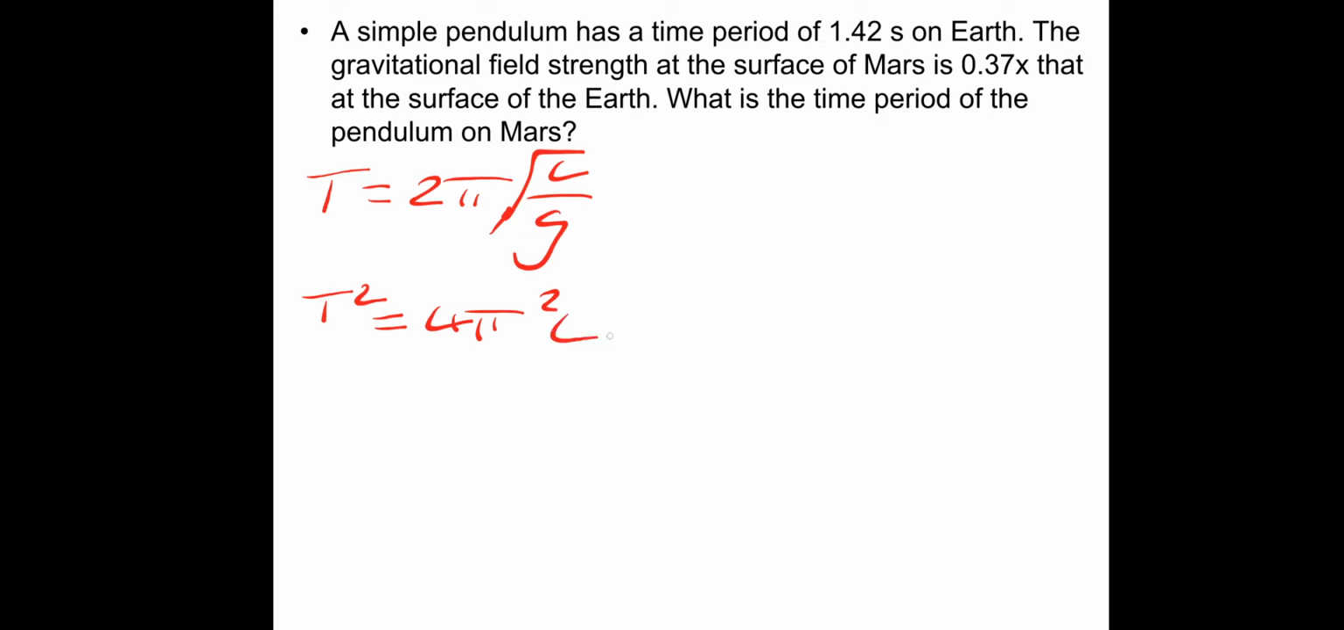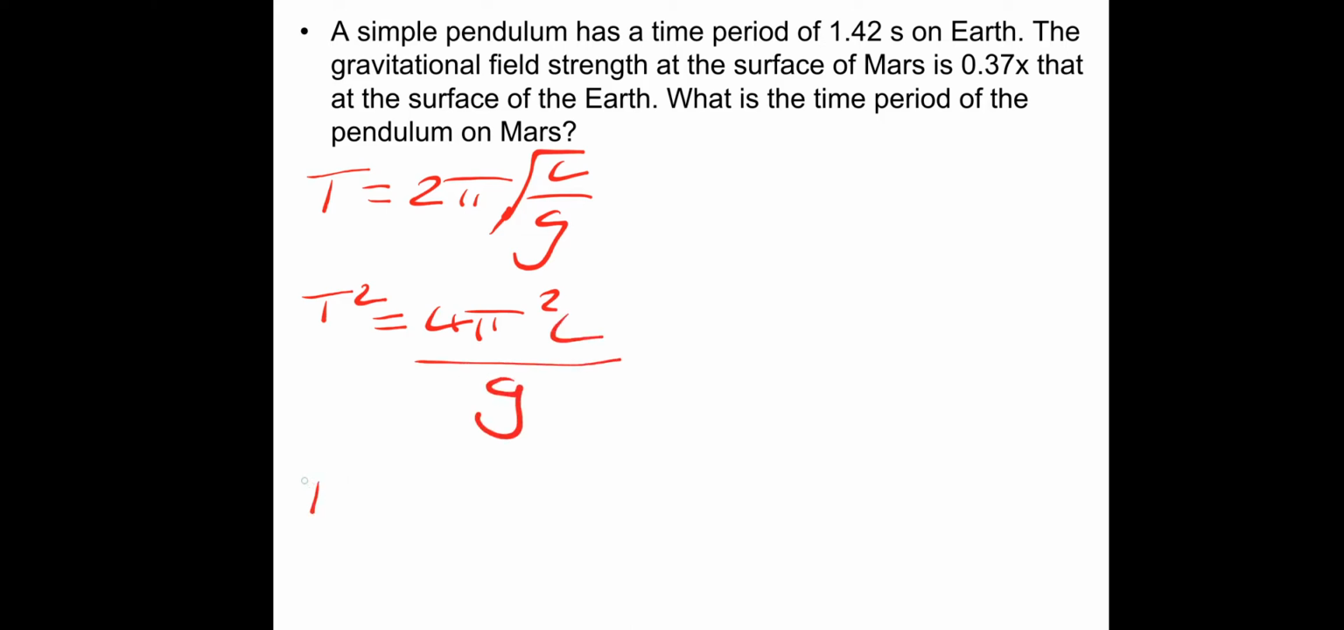So this one, let's pause and have a go. A simple pendulum has a time period of 1.42 seconds on Earth. The gravitational field strength at the surface of Mars is 0.37 times that at the surface of the Earth. What is the time period of the pendulum on Mars? So we've essentially got the same pendulum, but it's going to be used in 2 different places. So I'm going to get the equation, T equals 2 pi root L over g. And we want to see how T and g are related, so I'm going to square everything. So T squared is 4 pi squared L over g.